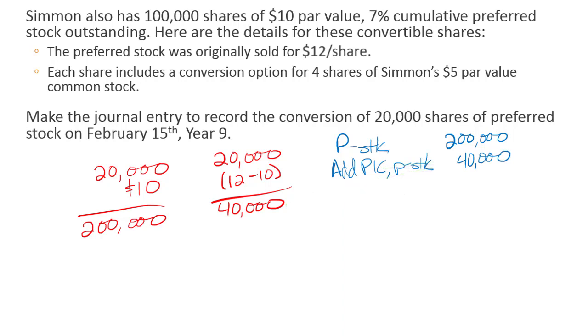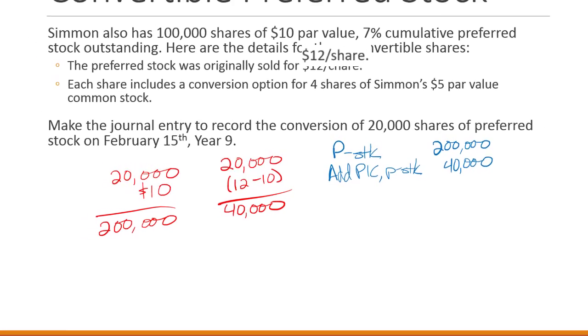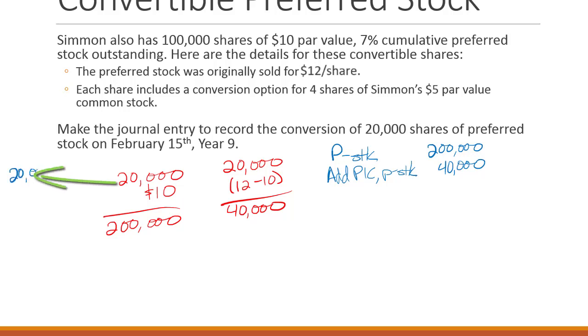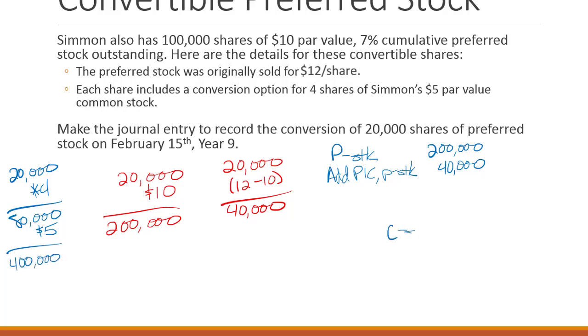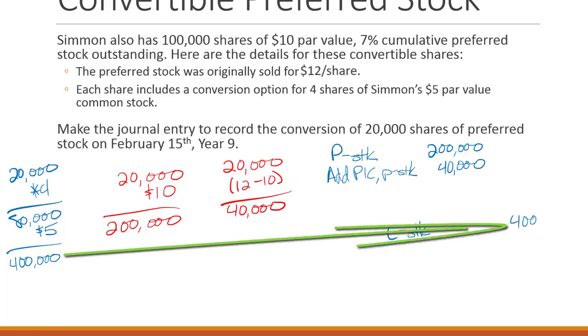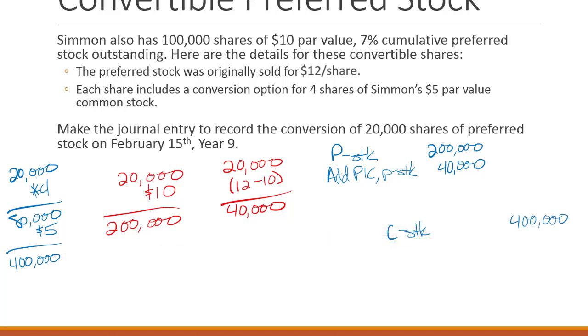Now that I've taken it out of preferred stock, I need to put it into common stock. So just like we did for the bond, I need to figure out how many shares of common stock we're issuing and what the par value will be for those shares. So we've got 20,000 shares of preferred stock, and each one gets 4 shares of common stock. So that's 80,000 shares times that $5 par value. What needs to go into my common stock account then is $400,000. And I'm going to bring that right over here. $400,000.